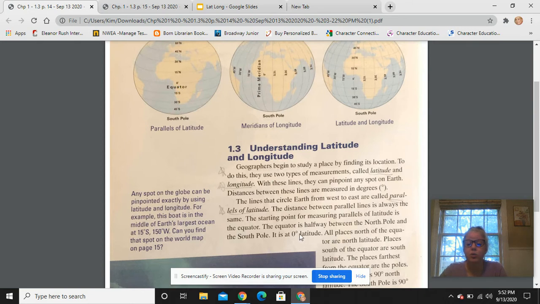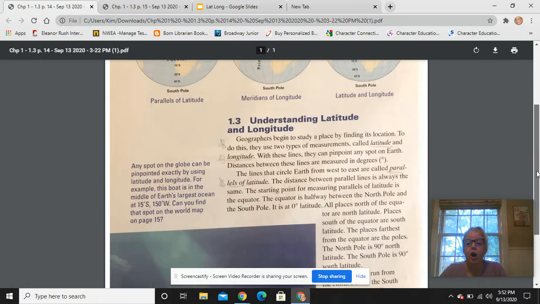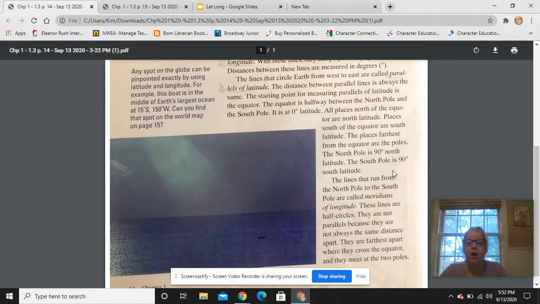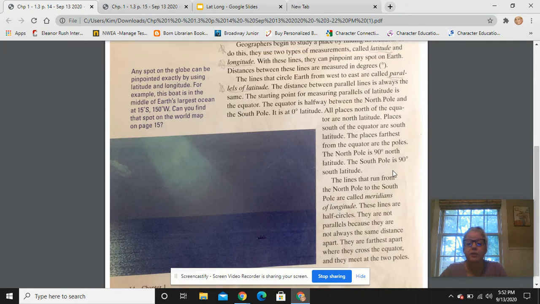All places north of the equator are north latitude. Places south of the equator are south latitude. The places farthest from the equator are the poles. The North Pole is 90 degrees north latitude. The South Pole is 90 degrees south latitude.